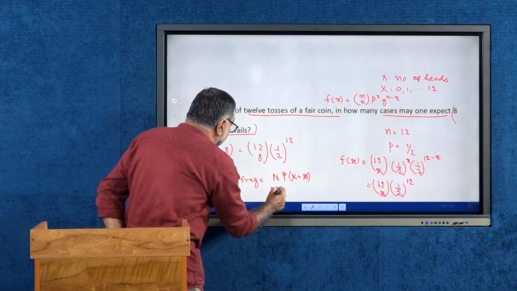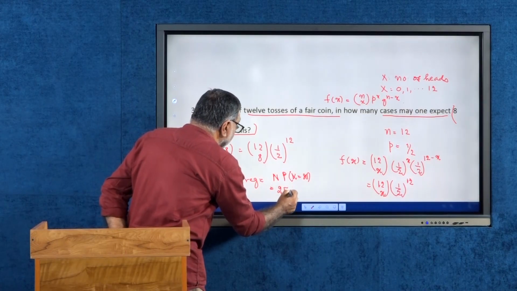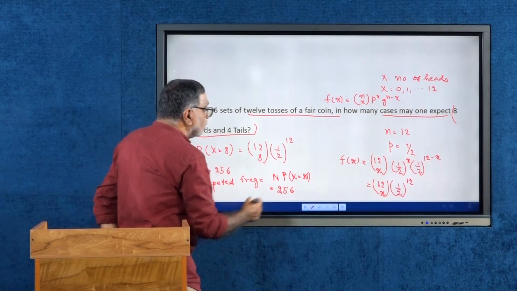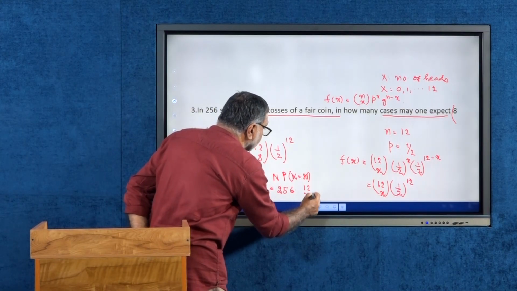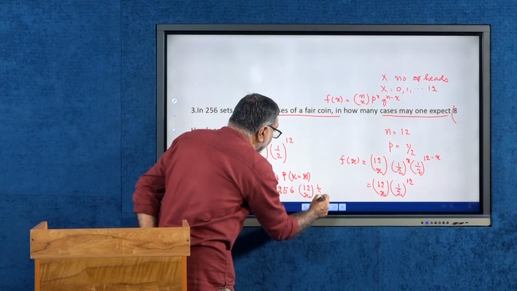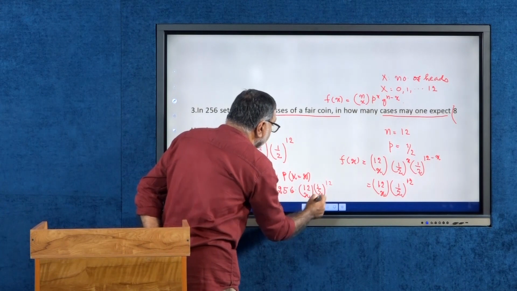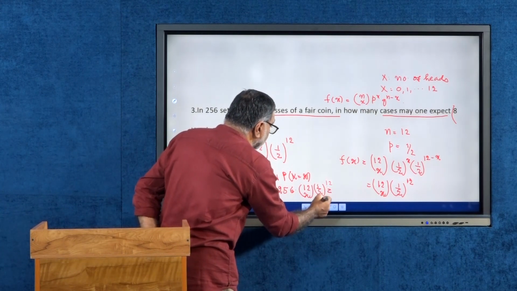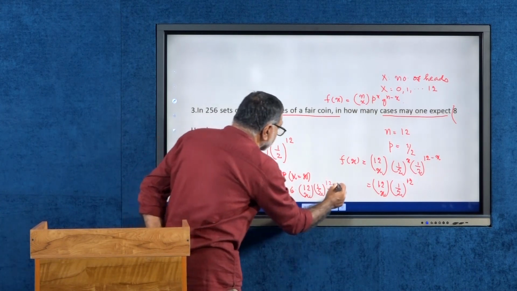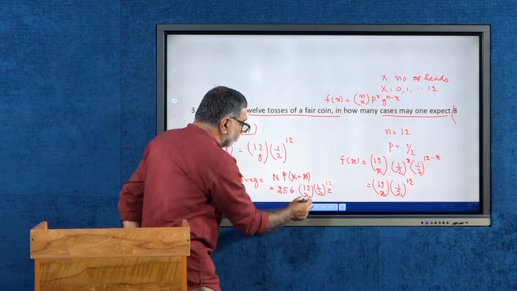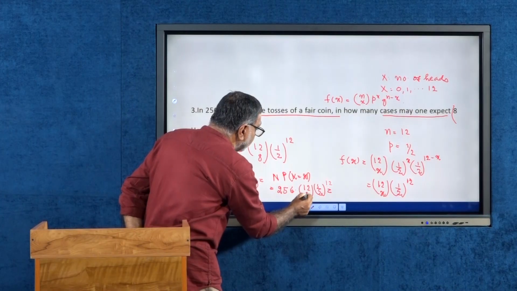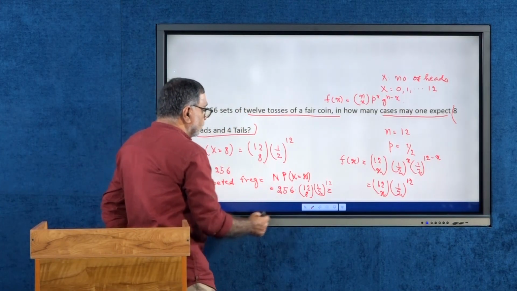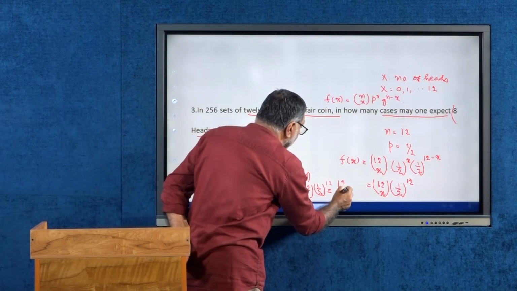So, that is n is 256, into the probability here, 12C x, 1 by 2 power 12, and this simplifies to 1 by 2 power 8, and 256 cancels. So, sorry, 12C8, 1 by 2 power 8. So, that is actually 12C8.